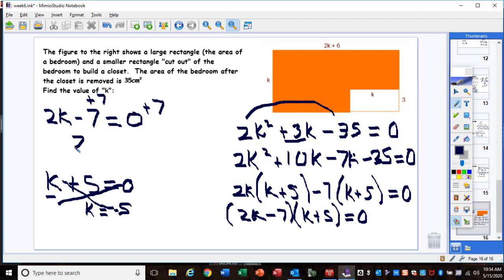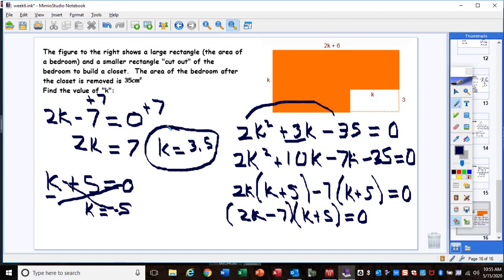Okay, so now 2k is going to be equal to 7. Divide by 2. And the one answer that we want after all this work is 7 over 2 or 3.5. If you're doing it with measurements, decimals might be a little easier. That's the answer we want. And that is a great, great honors question. This would definitely be an optional problem on a Unit 7 test, without a doubt.